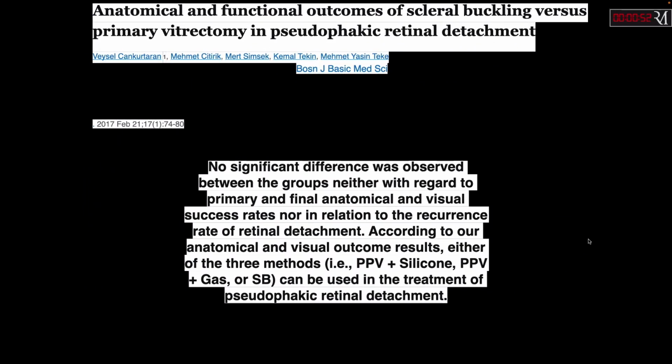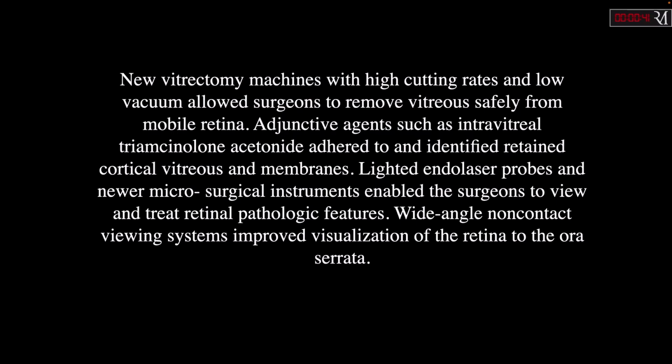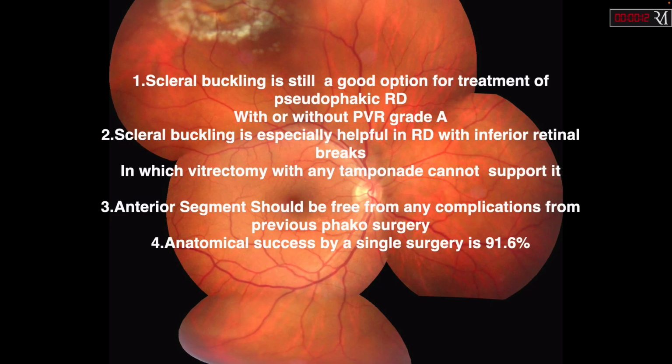A study has shown that there is no significant difference observed between scleral buckling and vitrectomy as regards the primary and final anatomical and visual success rate. New vitrectomy machines with high cutting rate and low vacuum allow surgeons to remove the vitreous safely from the mobile retina. Adjunctive drugs such as triamcinolone adhere to and identify residual cortex, which is very important for us to visualize, and the fine microsurgical instruments have allowed us to treat retinal pathological features.